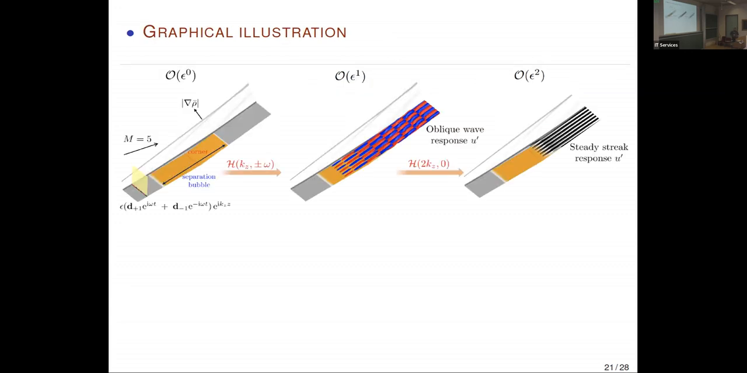And just to give you a graphical illustration of how this process works, if I trigger my flow by an upstream oblique wave disturbance, at order of epsilon, I'm going to have oblique waves. At order of epsilon squared, I'm going to have steady streaks. And what I'd like to highlight is that oblique waves appear in this region, which is slightly further away from the place where separation bubble takes place. And as a consequence, the corresponding forcing that they trigger into order of epsilon squared dynamics induces streaks that are spatially localized in the region which is essentially moved near to the reattachment point.